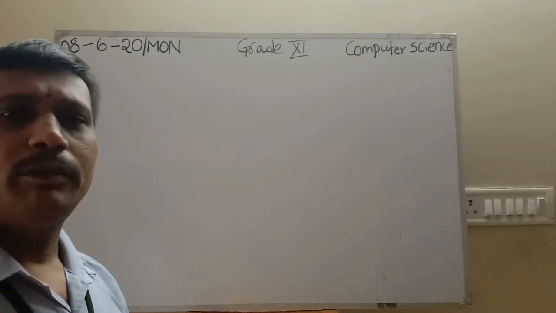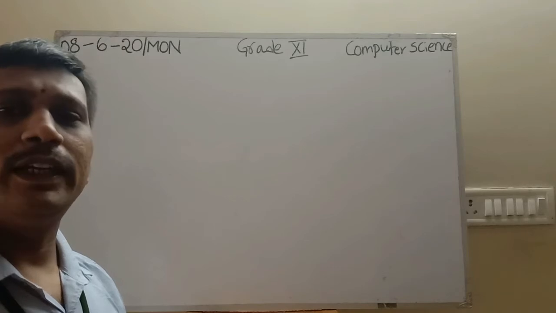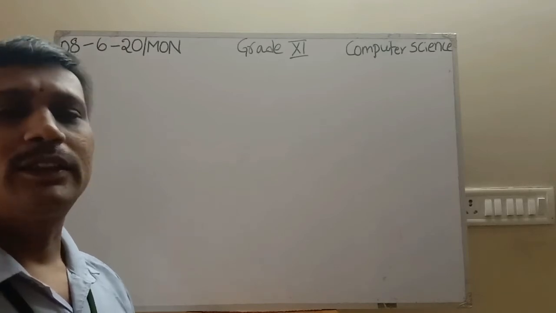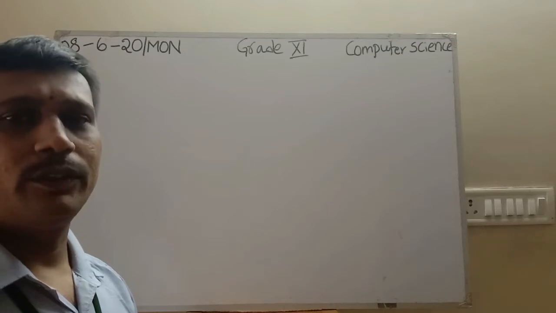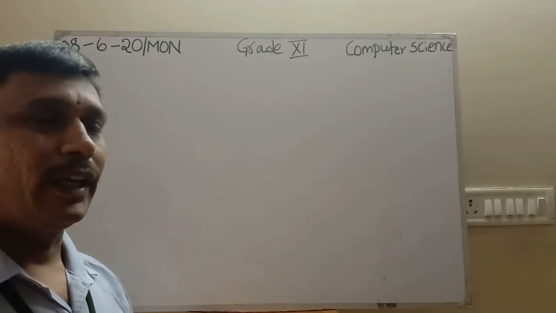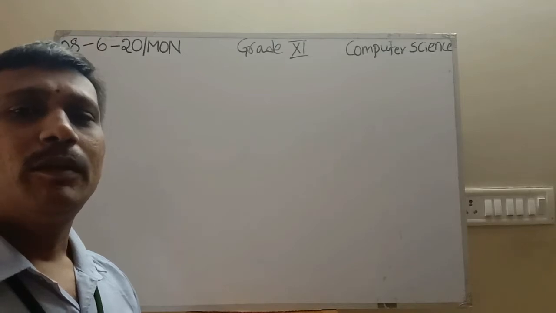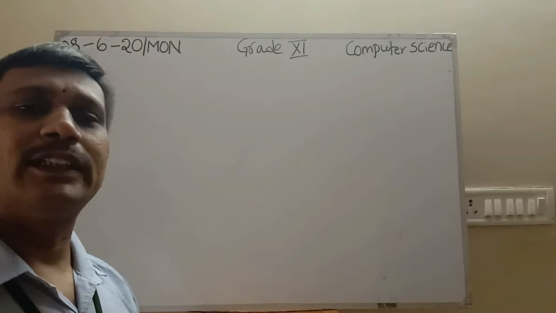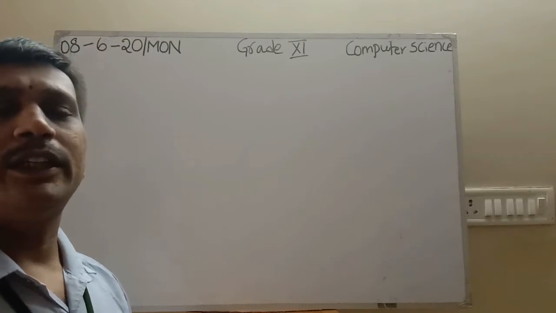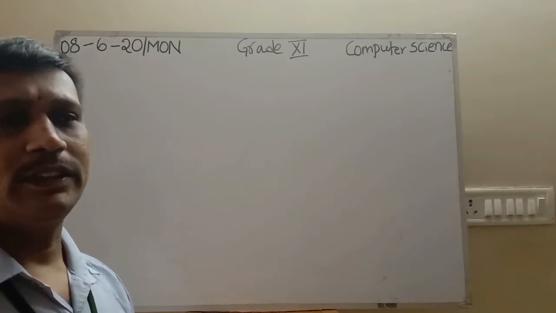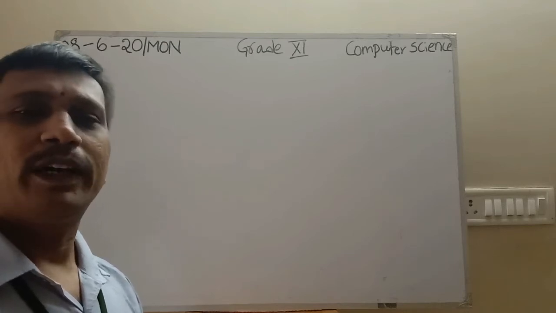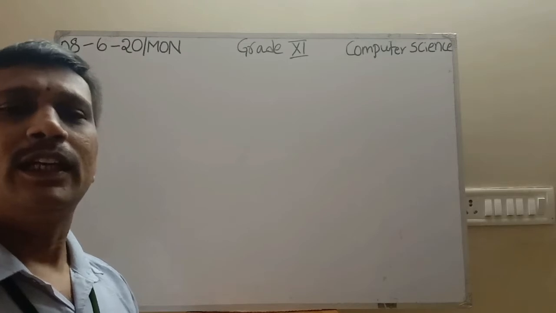First one is machine level language. Second one is assembly level language. After that, third generation language, which is high level language. According to generation, machine level language is first generation, assembly level language is second generation, and third generation is high level language. The examples of high level language: C, C++, Java, Python. These are all third generation languages.